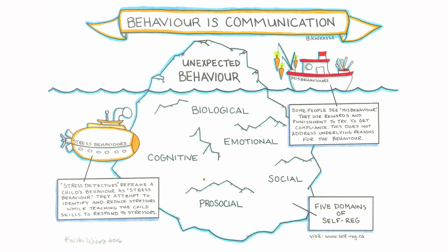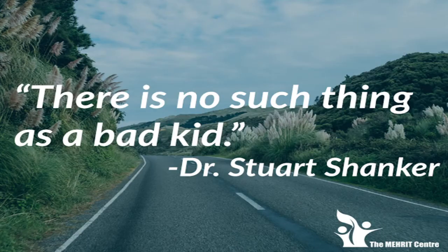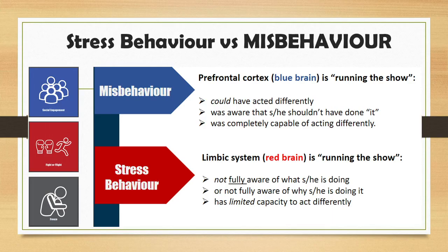If we concentrate only on the behavior, so just what we can see, we're missing a lot of possible cues that can help us identify strategies that reduce or eliminate the behavior. There is no such thing as a bad kid. And in Shanker's self-regulation, he talks about stress behavior versus misbehavior. So misbehavior happens when our blue brain is running the show, and kids do misbehave. Misbehavior happens when they could have acted differently, they were aware of what they were doing, and they know that they shouldn't have been doing it, and they were fully capable of acting differently.